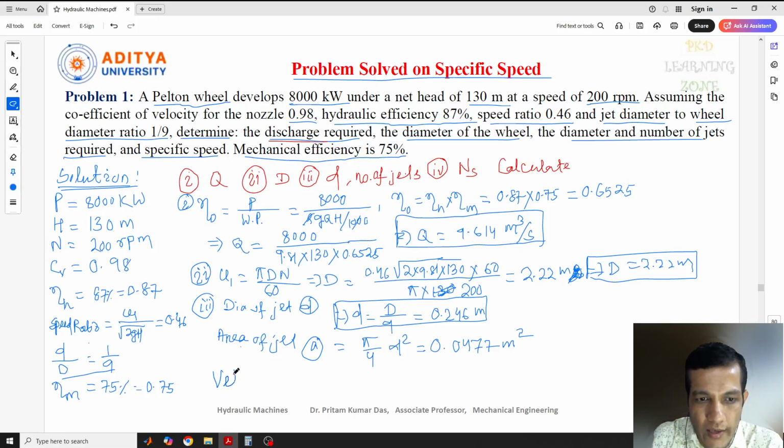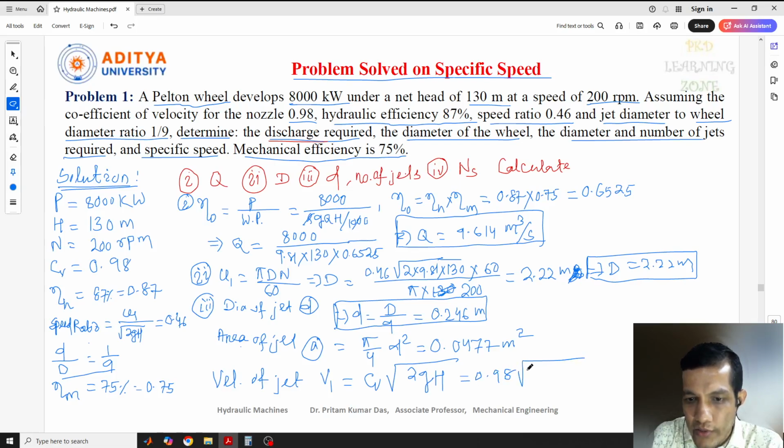Now from this we can calculate the velocity of jet. The velocity of jet formula, we know that this is nothing but absolute velocity, v1. So v1 equal to Cv into root over of 2gh. Now Cv value is already given, that is 0.98, and root over of 2gh is 2 into 9.81 into h value. H is head, this is 130. So here we'll get the value of v1.